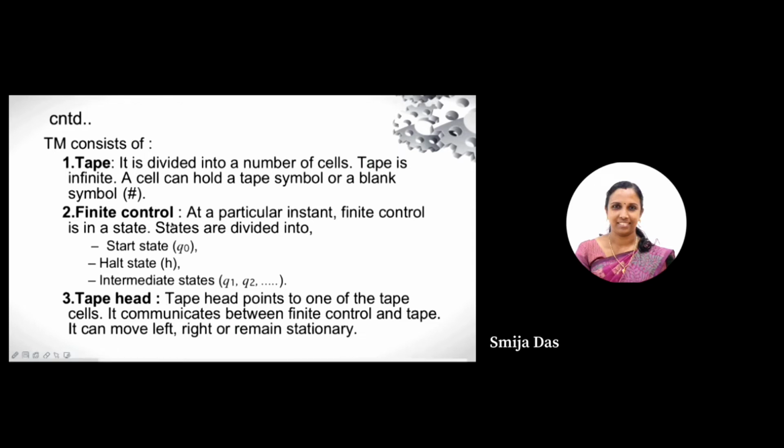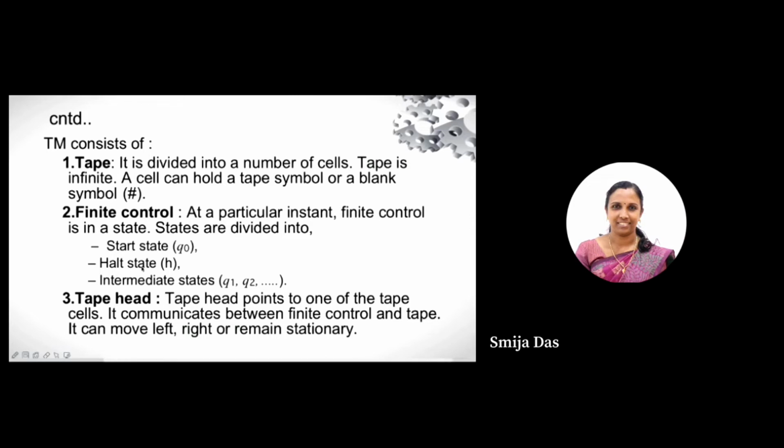Second thing is the finite control. That is, at a particular instant of time, the finite control is in a Q state. The Q states are divided into start state, halt state, and intermediate states. Start state is the state from which the processing of the Turing machine starts. Normally it is represented as Q0, and halt state is represented by H, and halt state can be of two types, that is an accept halt or a reject halt.